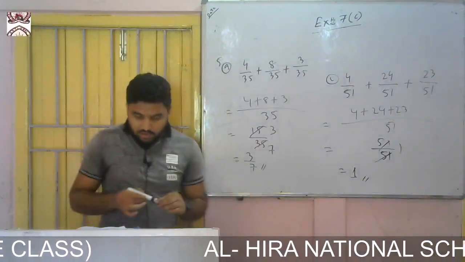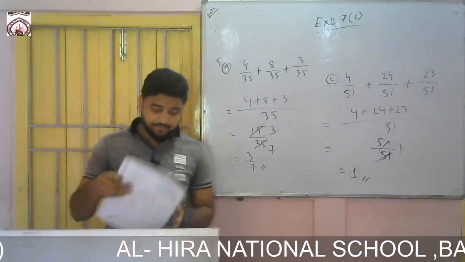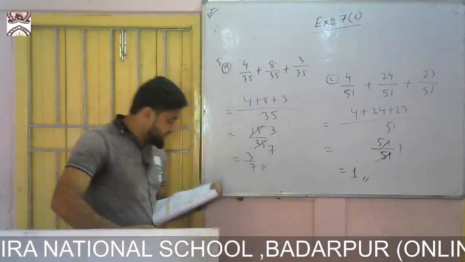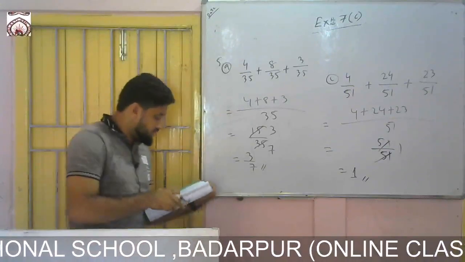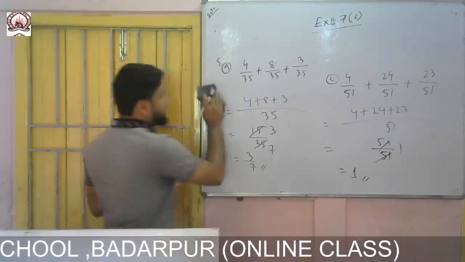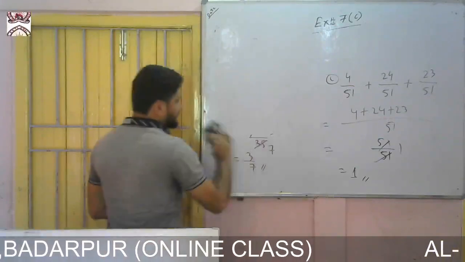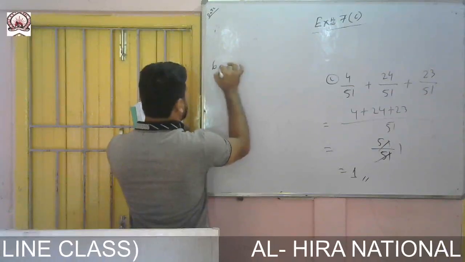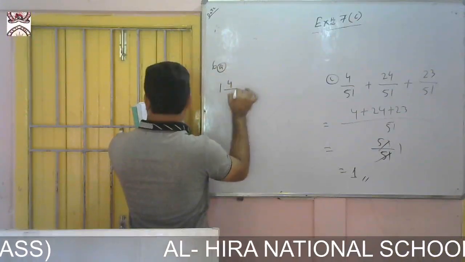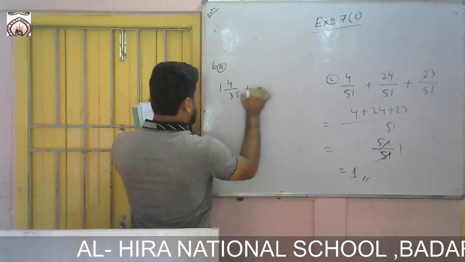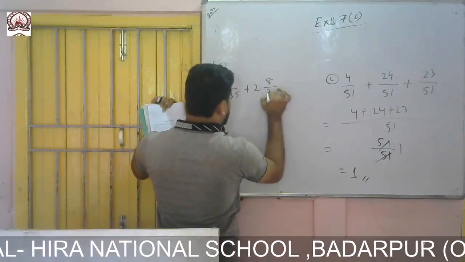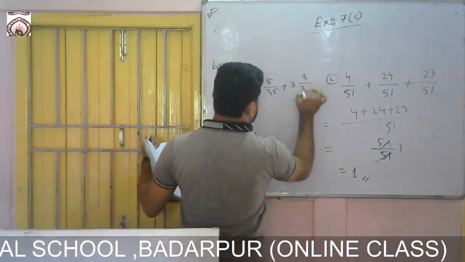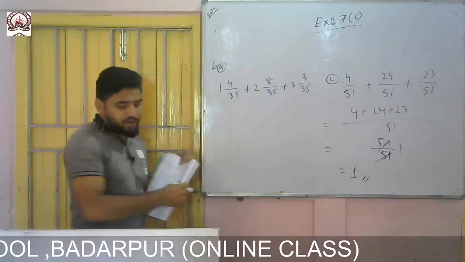Now come to question number 6. Question number 6 is also the same. First you break the mixed fractions. See question number 6a: 1 4/35 plus 2 8/35 plus 3 3/35. Those are mixed fractions.